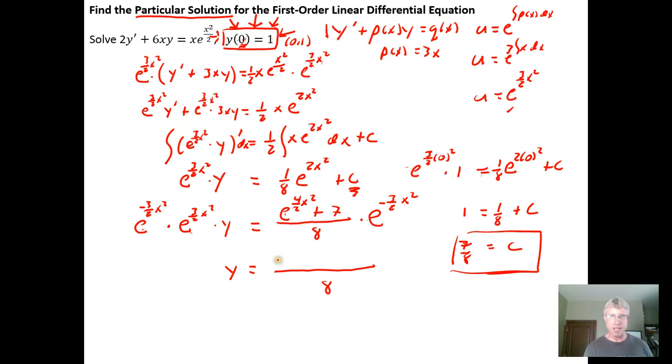I'm going to have e times e, and I'm going to get an e with the sum of the exponents. But 4/2 x squared plus negative 3/2 x squared is just going to be x squared over 2, plus 7 times the e to the negative 3/2 x squared. And that is the particular solution for the given differential equation.